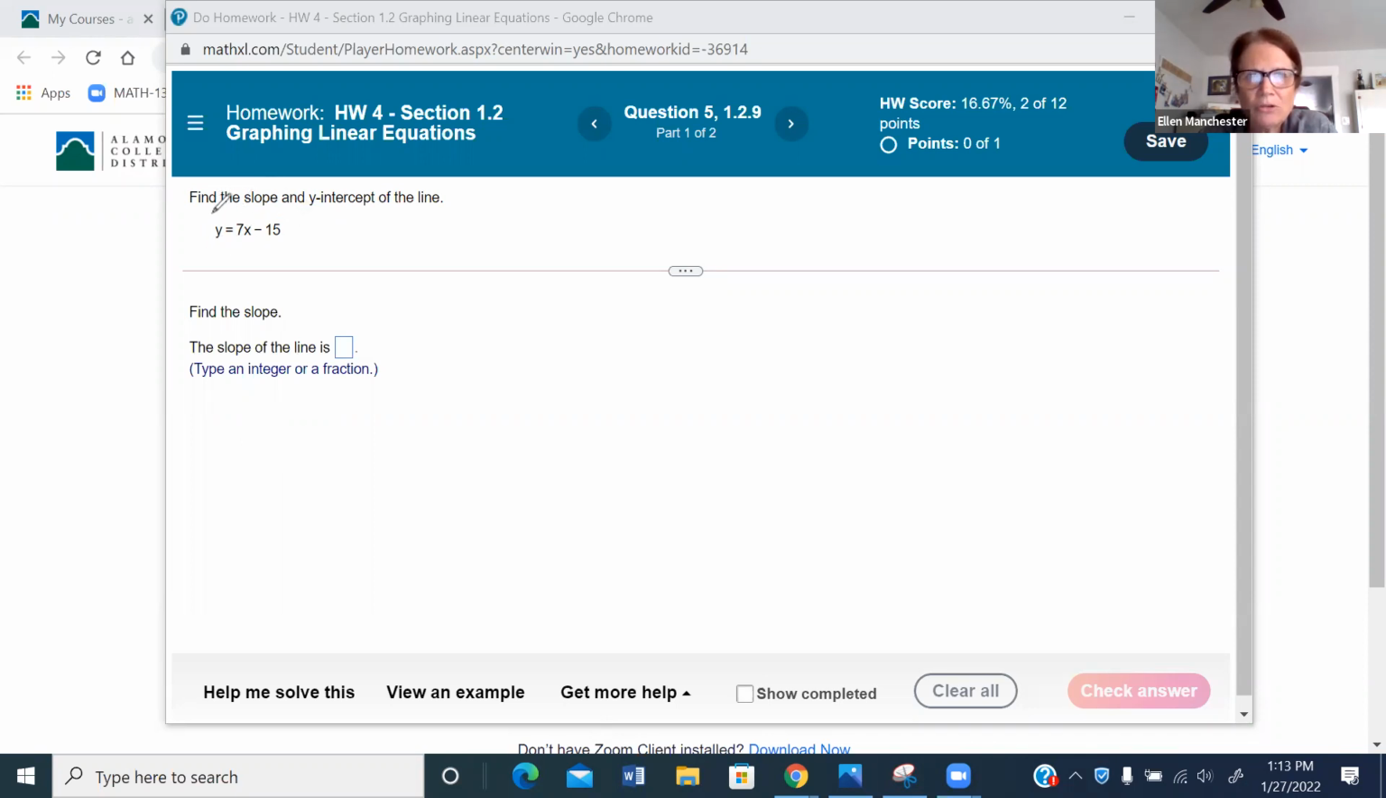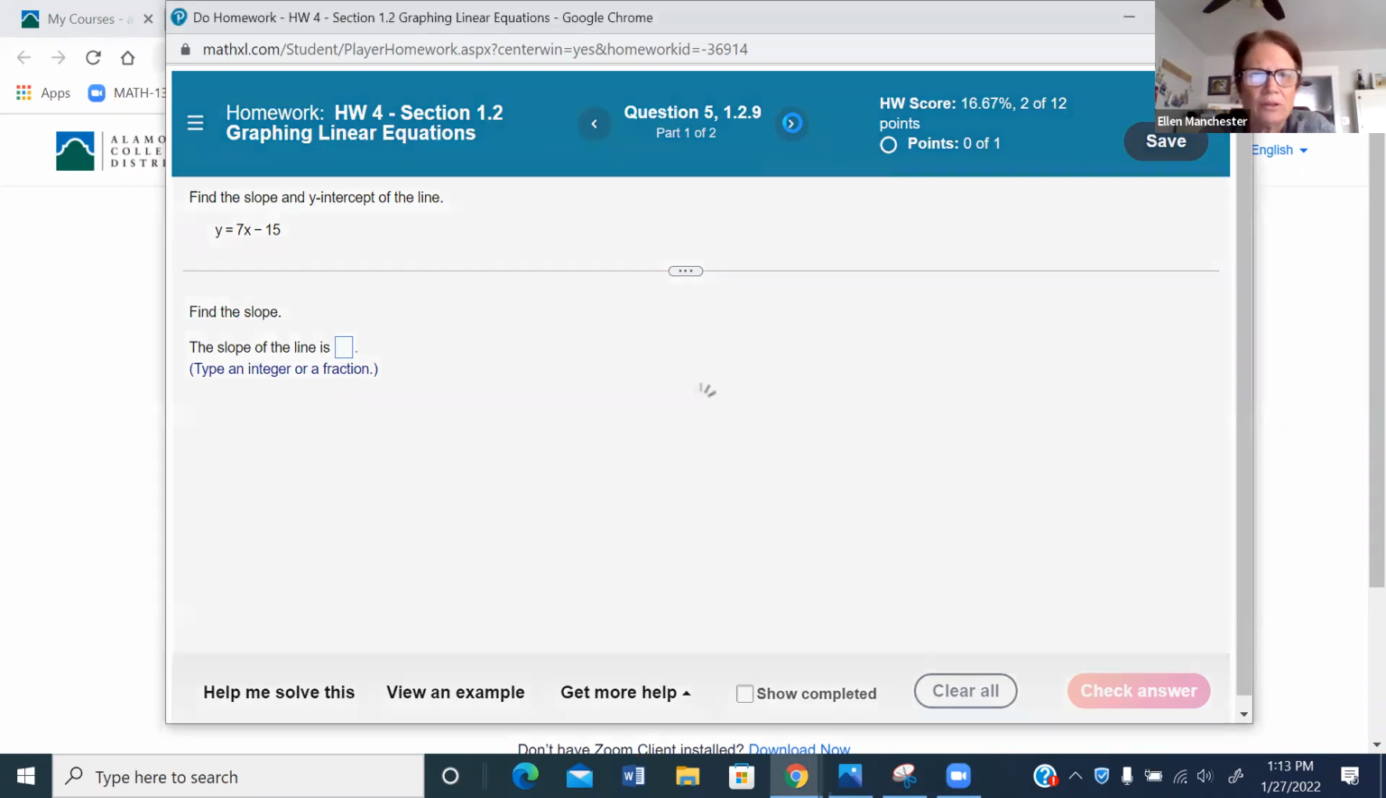Anytime your equation is set into y equals mx plus b, super easy. The slope is sitting right here. It's always the number next to the x. The y-intercept is sitting right here. Okay, and that's it. That's all you have to worry about with this one.